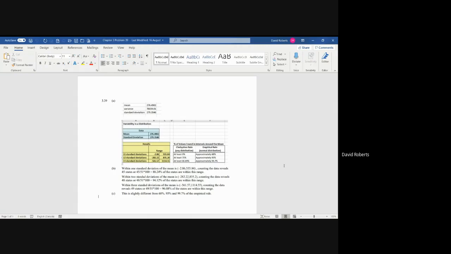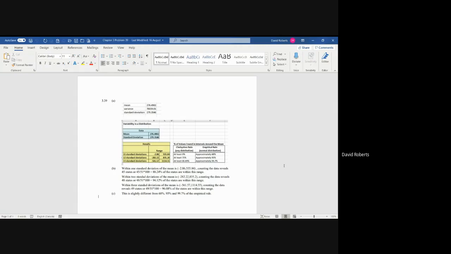You do the same thing, and there's 51 states. So you're doing the same thing, but testing for the 95. And in this particular case, 48 out of 51 is 94.12, because your distribution is not perfectly normal. And then 49 is 96.08.